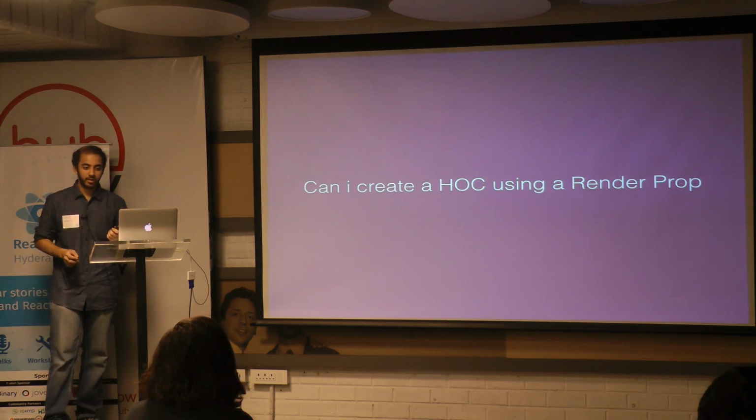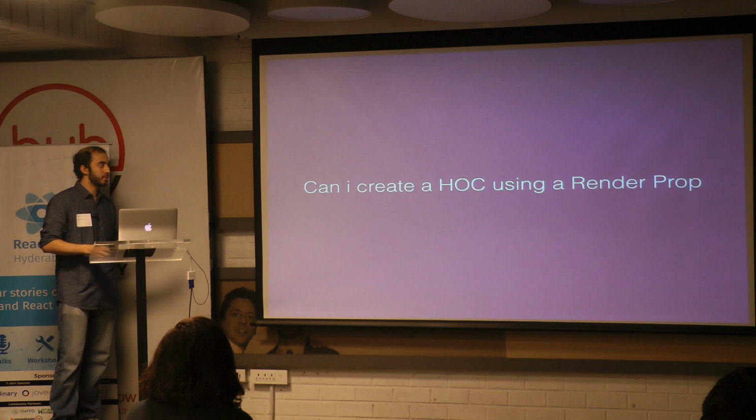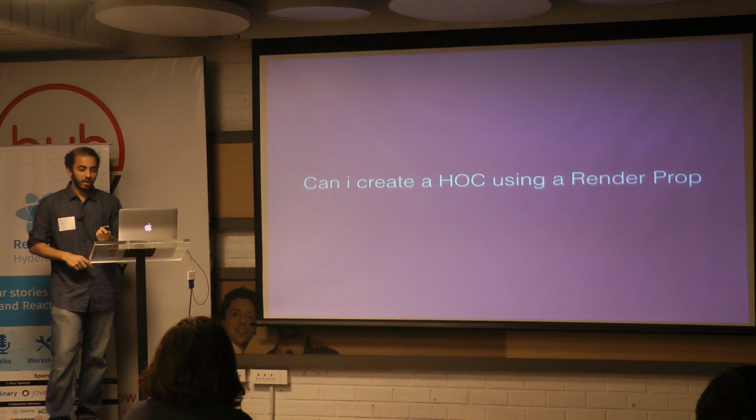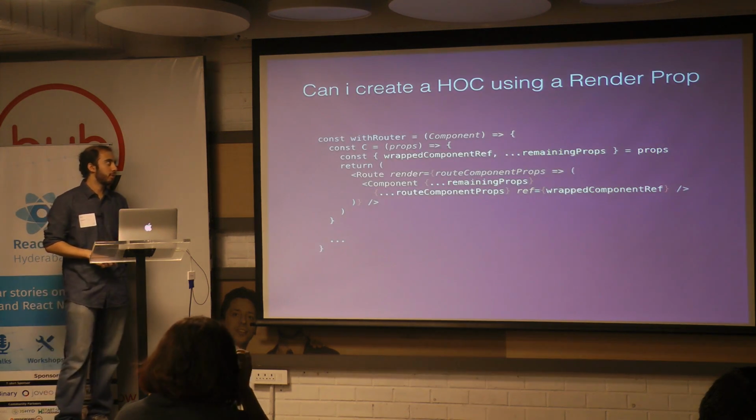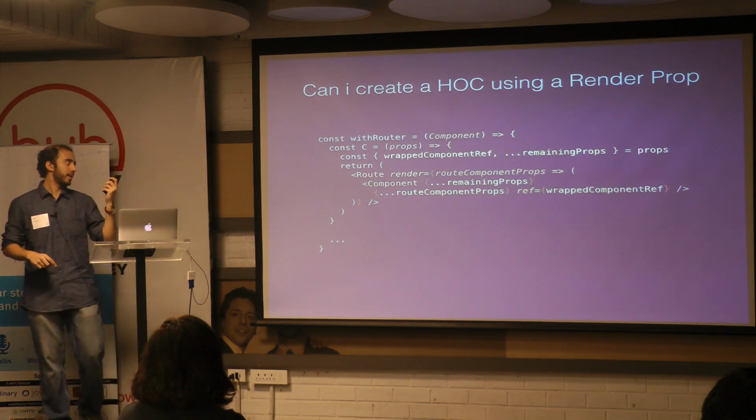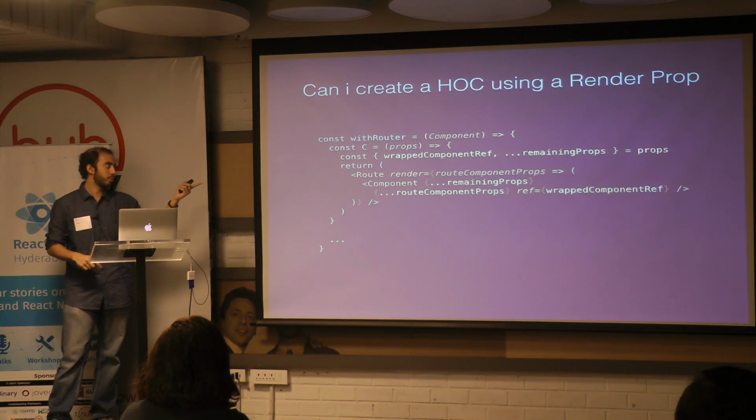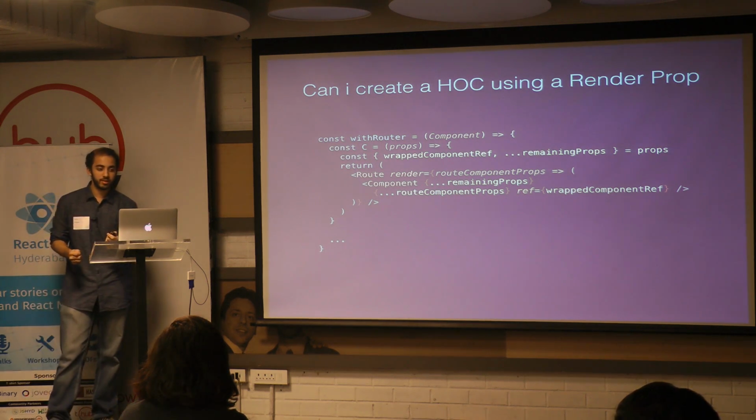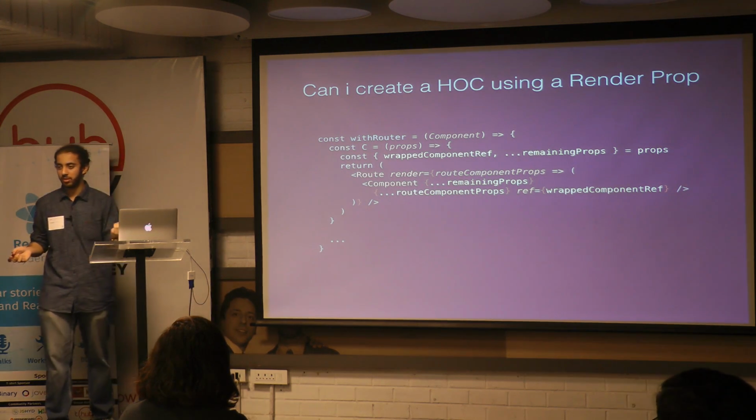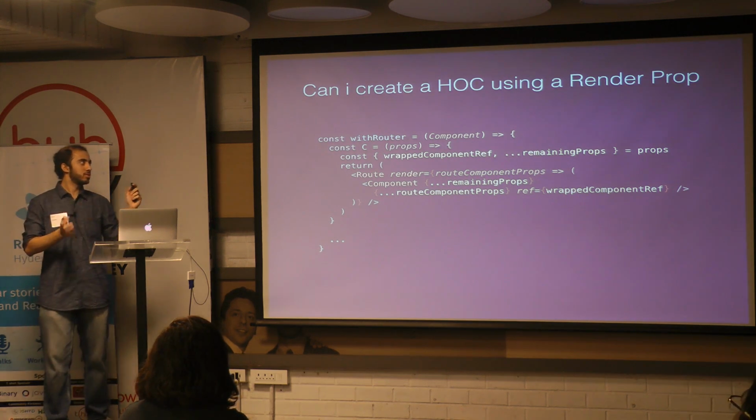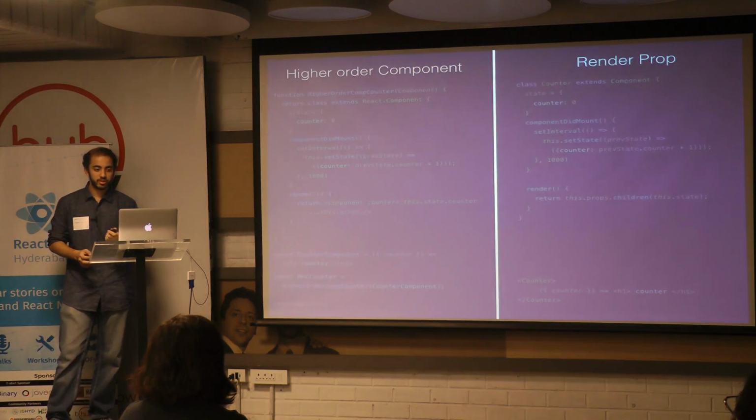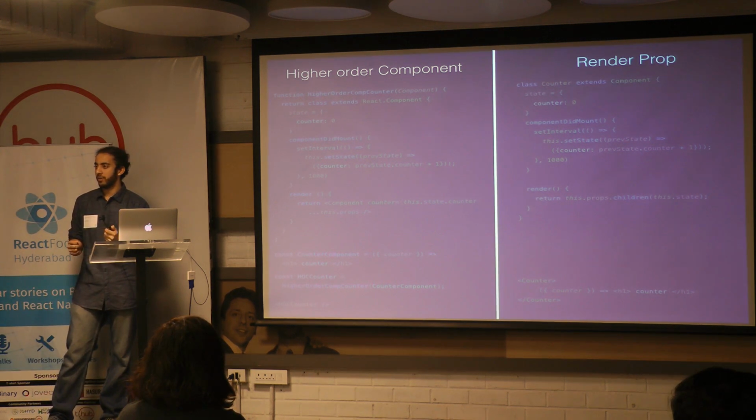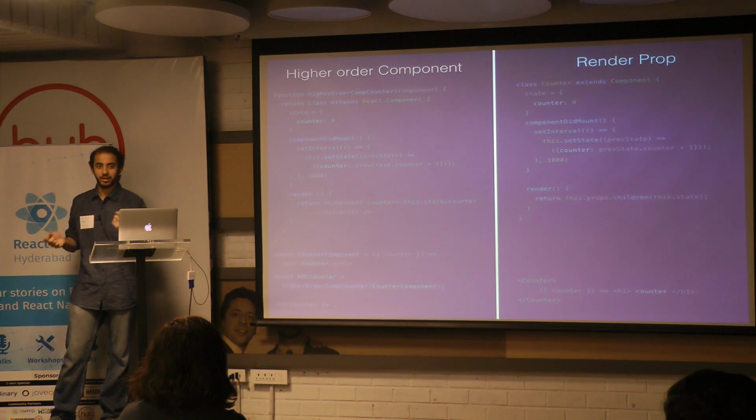So can I create a higher order component using a render prop? This is something that you can create, an HOC with a render prop, but you cannot do it the other way around. This is the code from, say, withRouter. It takes a component, and inside the route component that you want to render, it passes a render prop down. So whatever you pass in withRouter gets passed down. So this is like a sort of merger of both of them. Just a quick glance of implementing both these HOCs and render props.